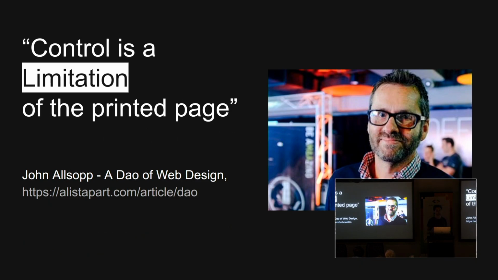So with print, we know exactly how big a pixel is going to be. It's going to line up precisely with how big a centimeter or a millimeter is on that page. But on a screen, we have no idea how big it is. But John Allsopp, an Australian web developer, ages ago, when CSS was first coming out, described that control is a limitation of print. So the fact that we don't know how big a pixel is on screen is a good thing, because if we knew exactly how big it was, people with visual impairments wouldn't be able to zoom in anything.